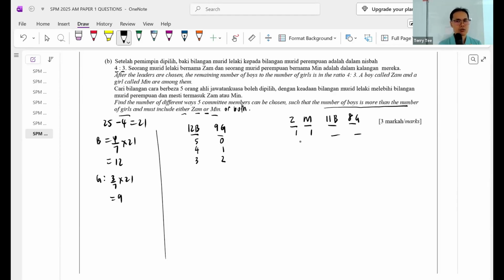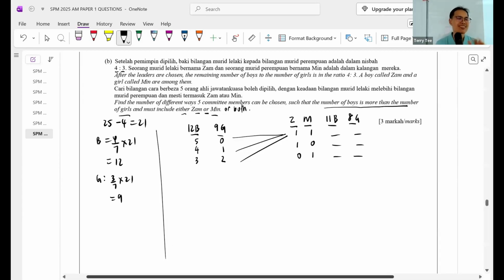I can choose Zam but not Min, and choose the rest. I can choose Min but not Zam. Okay, each one has how many cases? 3. If you do this, total how many cases must you consider? 9 cases. Each one you split into 3. So I think it's too long.